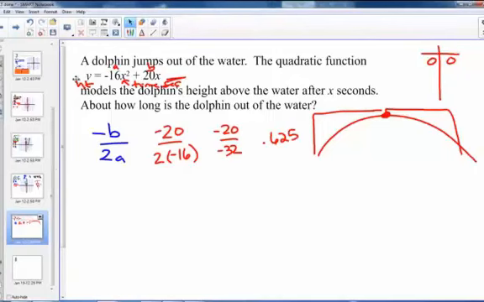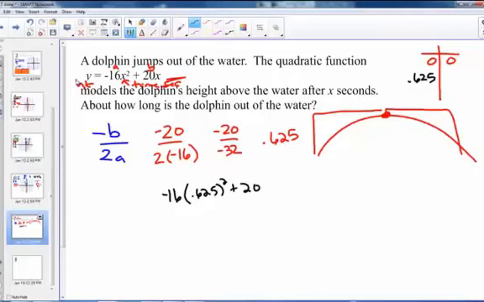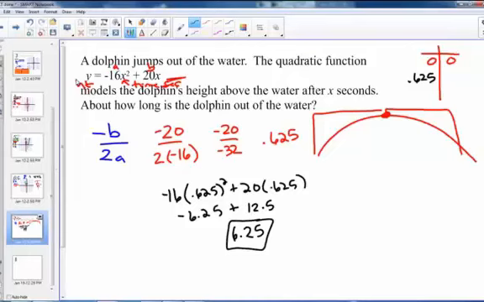Now we need to plug that in to get the actual value. Let's go ahead and plug it in for the heck of it. So -16 times 0.625 squared plus 20 times 0.625. So this is -6.25 plus, just using a calculator, 12.5, so that's going to give us 6.25 as the y value. So that's the maximum height of the dolphin.